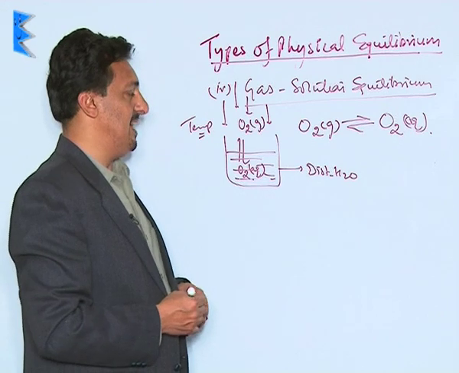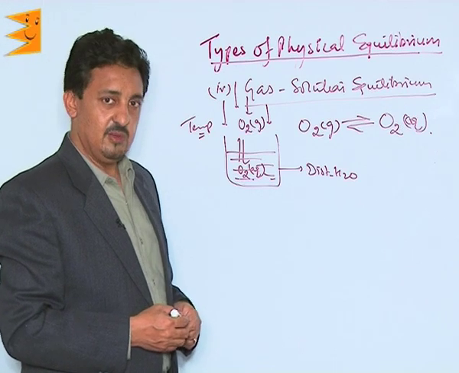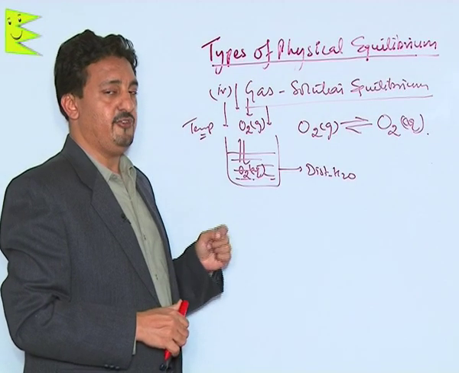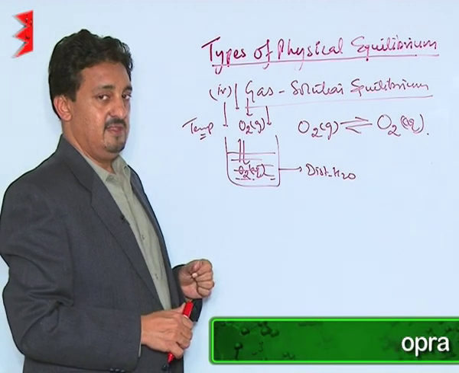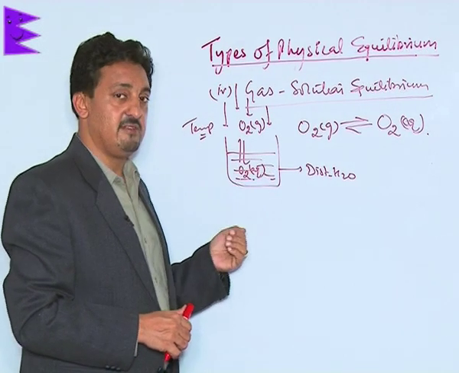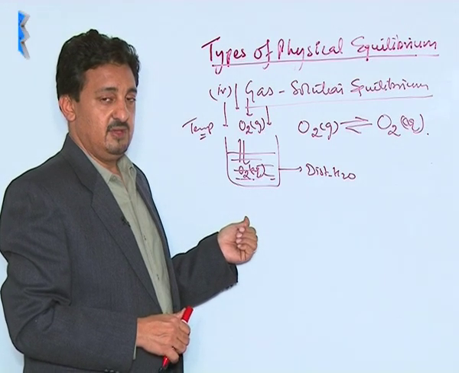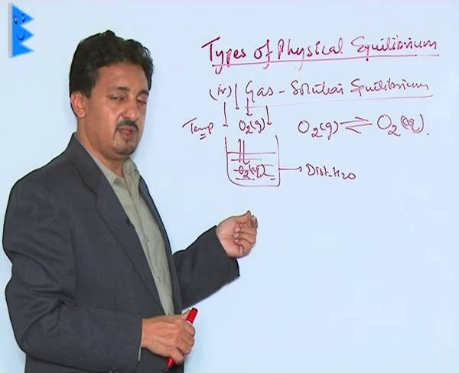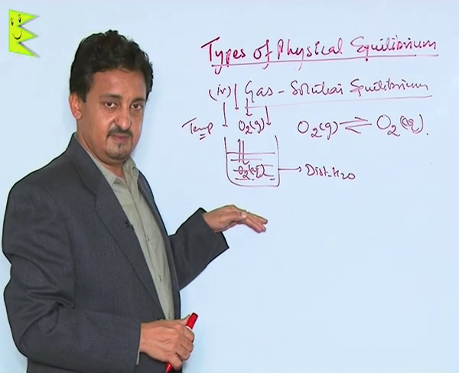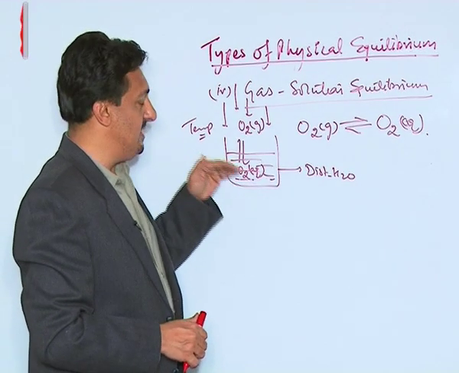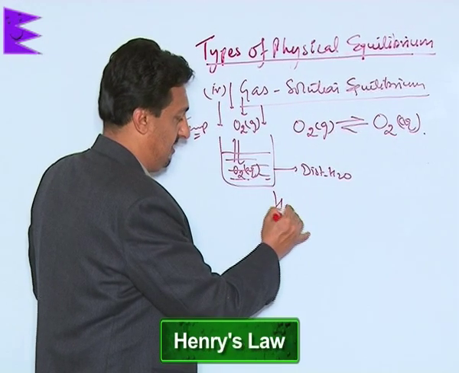So the equilibrium which is established between a gas and its solution is called gas solution equilibrium. In this gas solution equilibrium, the most important thing to note is that the gas, since it has no affinity for getting dissolved in the water, will not get dissolved on its own. It is the atmospheric pressure which is forcing this oxygen to get dissolved in it. So the essential thing associated with this kind of equilibrium is Henry's law.